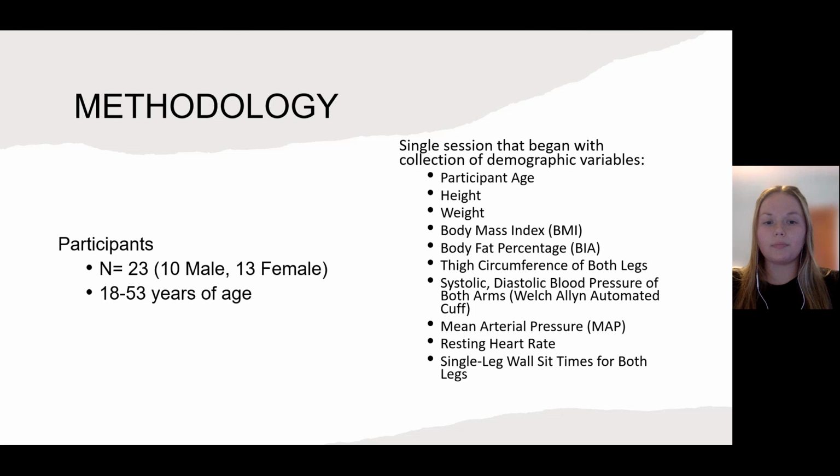We collected demographic variables at the start of our protocol. These variables were then compared with the limb occlusion pressure found for each individual to see if there was a significant relationship between any of these variables and limb occlusion pressure. These variables included age, height, weight, body mass index, body fat percentage, thigh circumference of both legs, systolic and diastolic blood pressure of both arms using a Welch Allyn automated cuff, mean arterial pressure, resting heart rate, and single leg wall sit times for both legs.